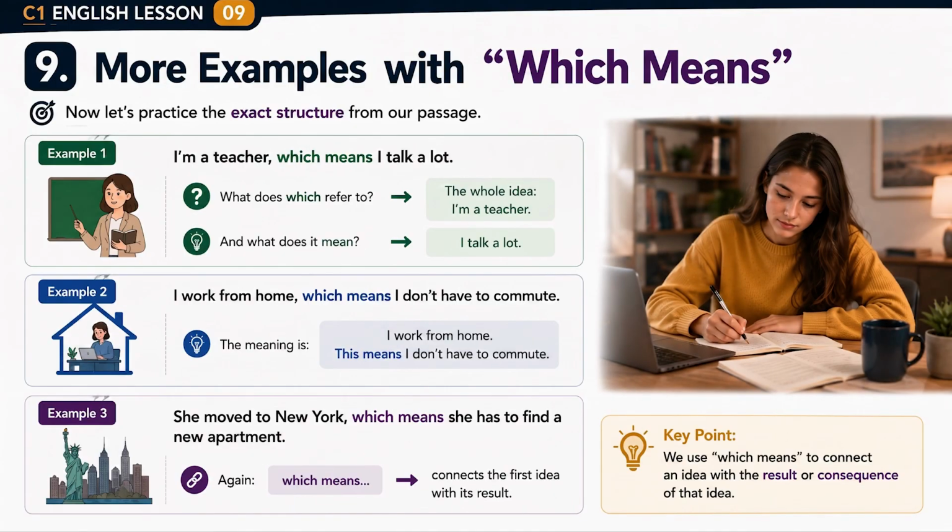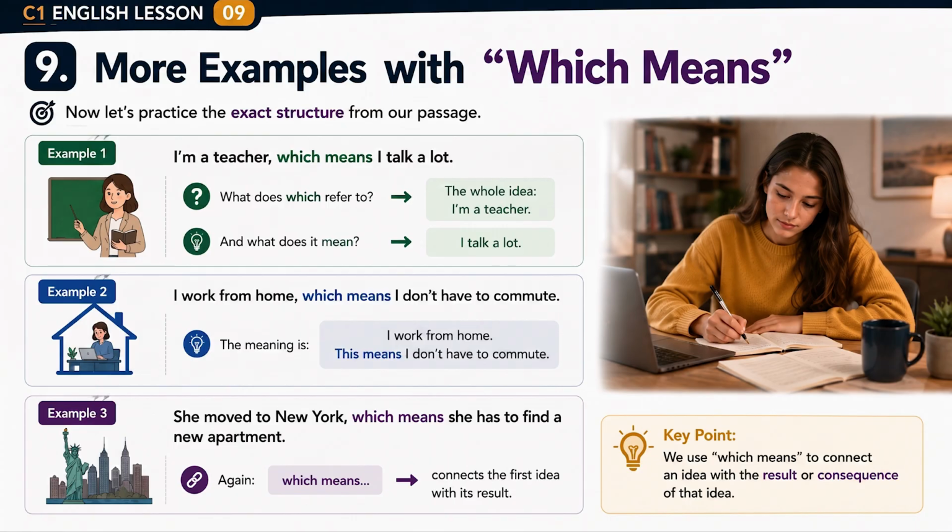Okay, let's move on. More examples with "which means." Now, let's practice the exact structure from our passage. I'm a teacher, which means I talk a lot. What does "which" refer to? The whole idea: I'm a teacher. And what does it mean? I talk a lot.